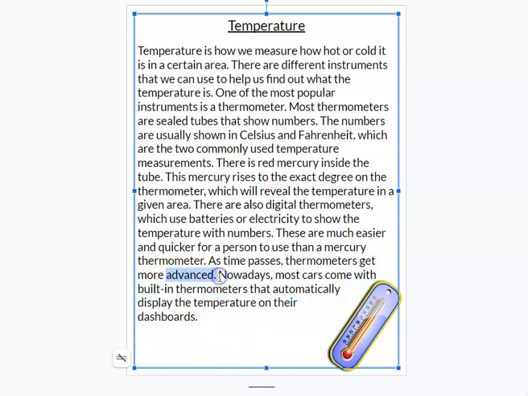the word advanced means to change or get better over time. Great job.